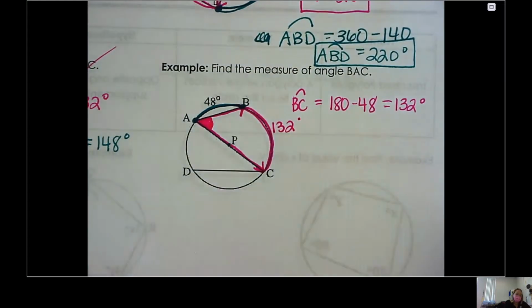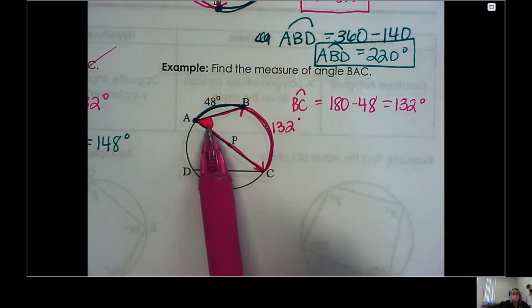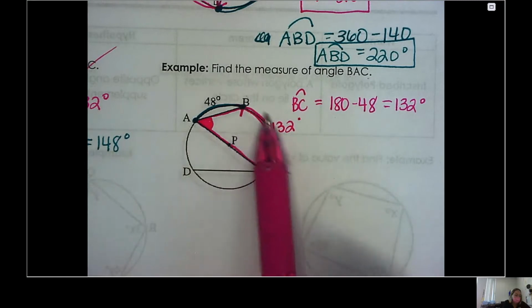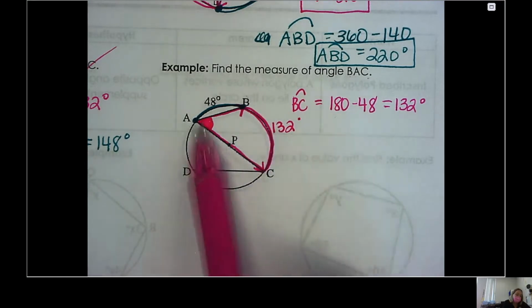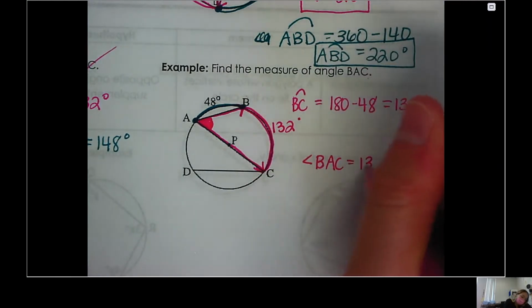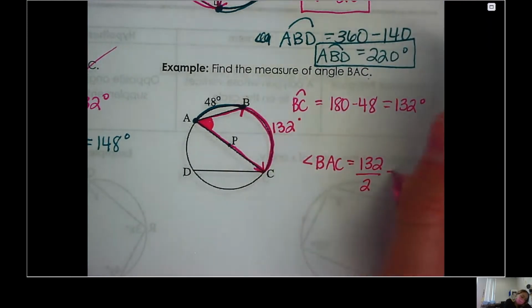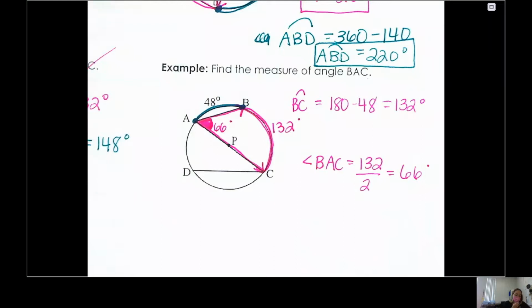Because my question is find the angle BAC, which is this piece over here. How'd you get 66? Very nice. So this is the arc, the intercepted arc. It's 132. To find the angle that goes along with it, I just have to take that number and divide it by 2. So I get 66 degrees. So this angle right here is 66 degrees.